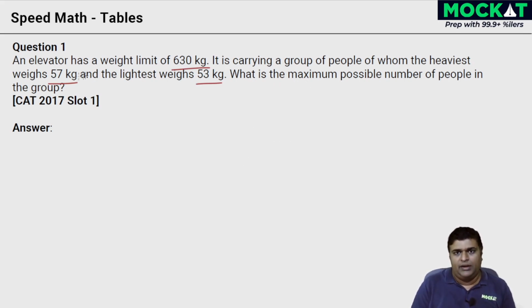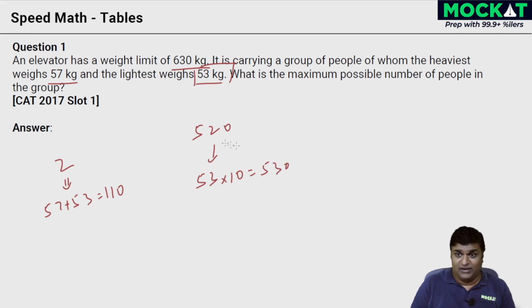Maximum number, right? So one is 57, one is 53 for sure. The two of them put together is going to be 57 plus a 53, and that comes to 110. So you remove 110 from the 630, we are left with a 520 kg more. And how many people can I put over here? Right, maximum number, but the minimum weight of a person is 53. So 520 has to be less than what? 53 into 10 is 530. It definitely cannot support 530, right? We have only 520 spare after these two people.